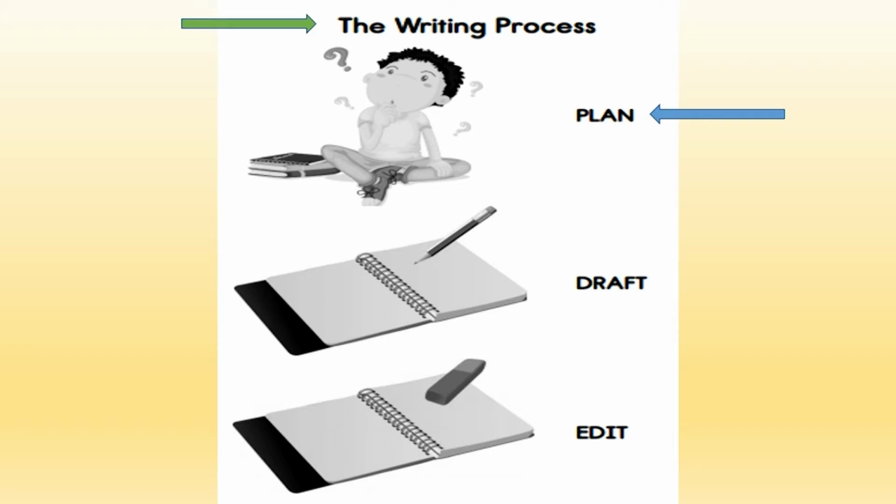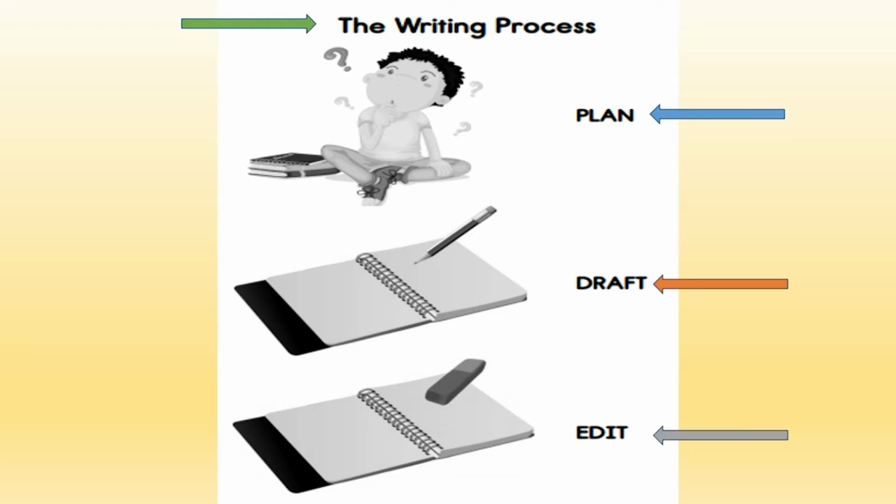Now, our next step, remember, there is a notebook with a pencil. That's right, because the next step is when we draft, when we take our ideas from the planning stage and we put them on paper in complete sentences. Basically, we go ahead and write our story, but we know we're going to have to go back later and do some things to it.